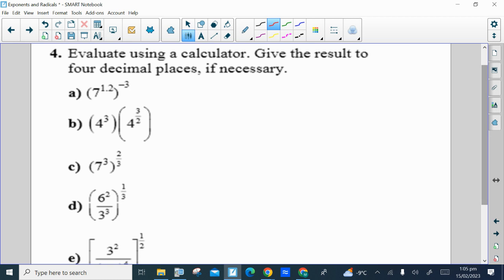Evaluate using a calculator. Give results to 4 decimal places if necessary. We are going to use the laws of exponents first, though, and then we'll use the calculator to get the answer to 4 decimal places if necessary. But we will use the laws of exponents first in order to simplify. So what do you do for the first one, Peyton?